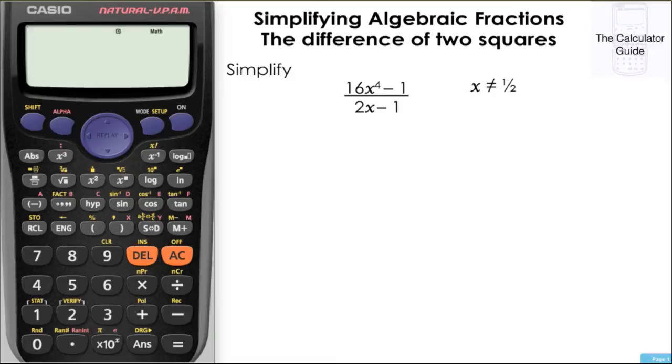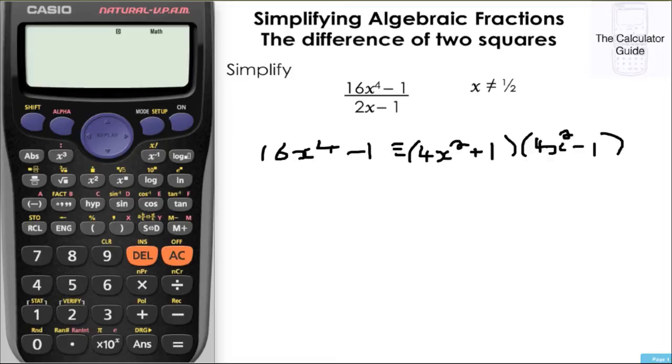In this video we're going to simplify the algebraic fraction 16x to the power 4 minus 1 all over 2x minus 1. X cannot be a half, otherwise we'll be dividing by 0. We're going to start by factorising the top of the fraction. This is the difference of two squares, so we have two brackets, identical first terms but different signs in the middle, and then identical final terms. We can rewrite the fraction then as these two factorised brackets over 2x minus 1.